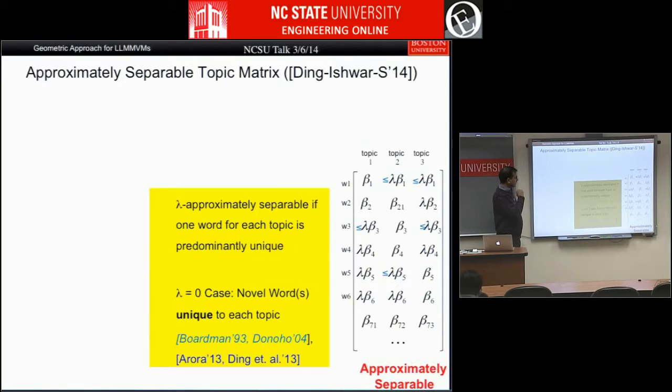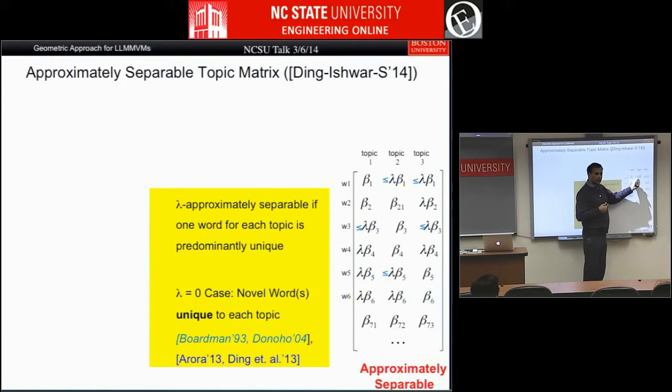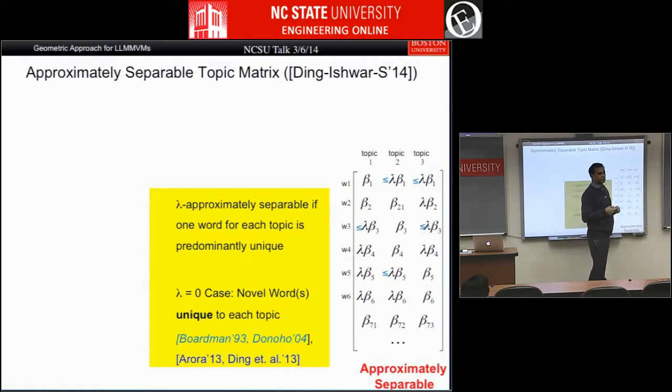So what do I mean by geometric structure? As I said, our main focus is going to be to solve for the beta matrix. Now, this beta matrix has many rows and many columns. Each one of those columns is a frequency distribution over different words. A lambda-separable matrix is a matrix such that for every topic, there exists at least one word such that if you focus on that word, which means that row, then it is dominant, diagonally dominant. In other words, the word appears at a much higher frequency in that topic than the frequency with which that word appears in other topics. I think I garbled that a little bit, but just to be clear, what is lambda separability?